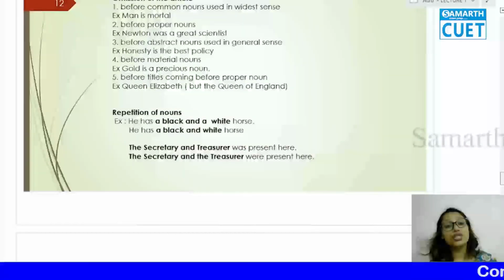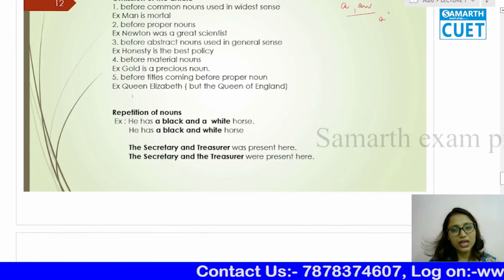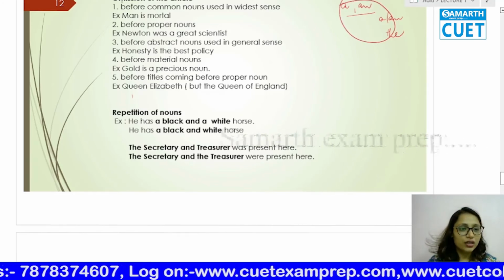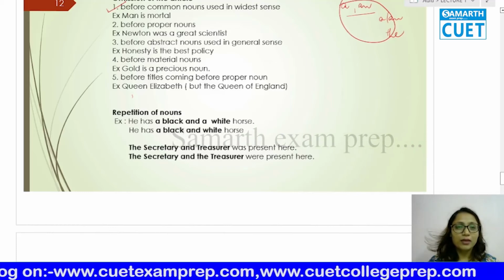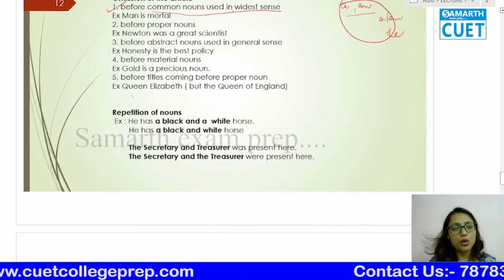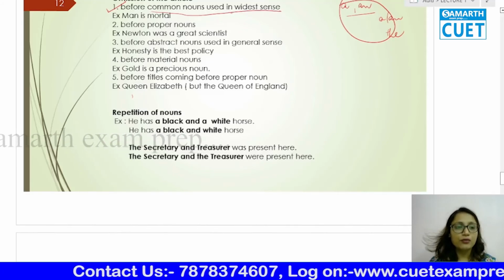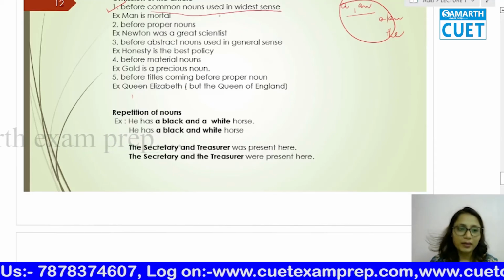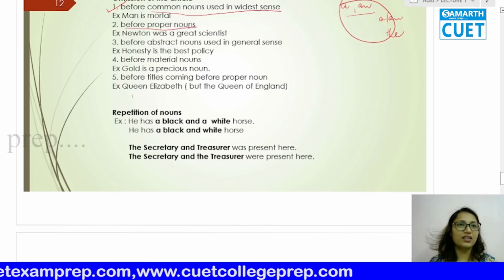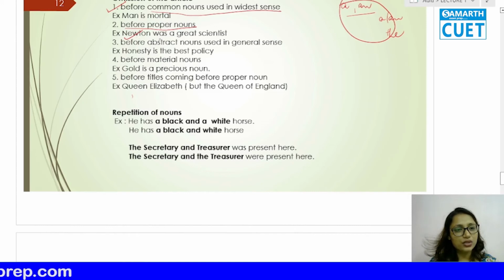So where do we not use an article? We have discussed where we use a, where we use an, where we use the, but where not to use? Before common nouns used in the widest sense, that means when we are talking about the whole of mankind, every man, we don't use a man or the man, we just use man, woman, because we are talking about all the men and women. Before proper nouns, there is never the Aditi, never the Shakespeare, never the Gandhi. There is always Newton, Gandhi, Shakespeare. For example, Newton was a great scientist.